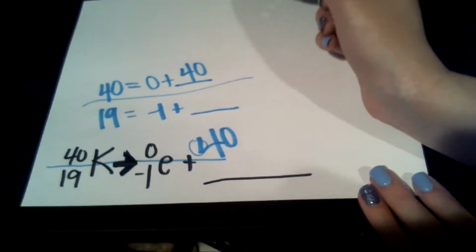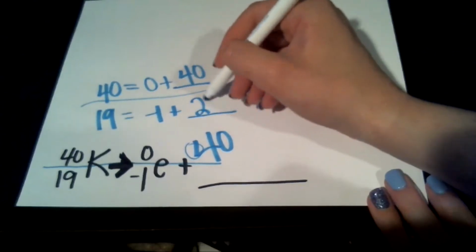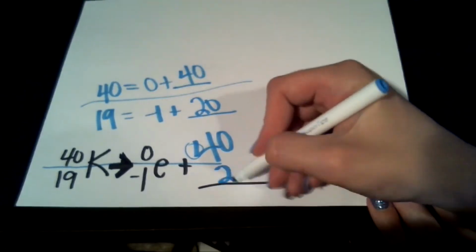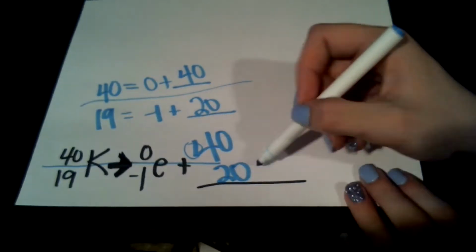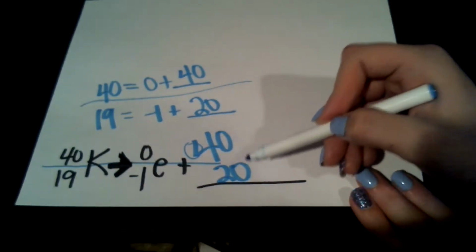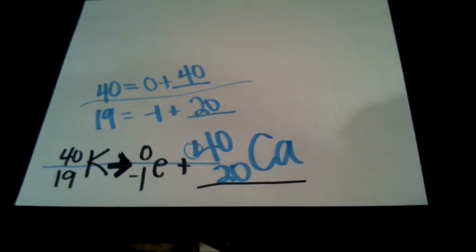Don't skip this question. It's algebra. Stop being a party pooper. -1 plus 20 will give you 19. Your 20 goes on the bottom. Then the next part of this, the part that makes this a part B, is that you have to go to the periodic table and tell me what this element is. Element 20, yes, it is calcium.